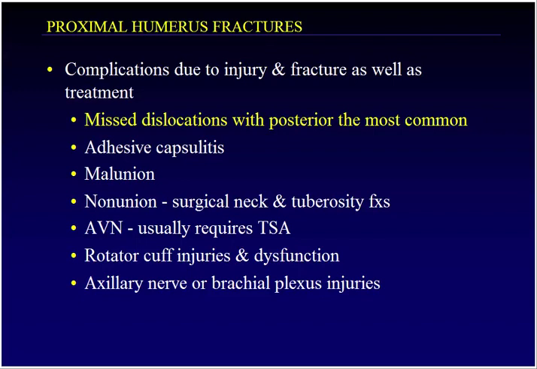Adhesive capsulitis or frozen shoulder is a very common complication in patients with proximal humerus fractures. You can get malunions, particularly varus malunions, and non-unions of either the surgical neck or the tuberosity fractures. Osteonecrosis, when that happens, there's basically no salvage for that other than total shoulder replacement. Rotator cuff injuries and dysfunction related to the rotator cuff are quite common, of course, with proximal humerus fractures. And as mentioned, the incidence of axillary nerve injury is up to 10%. You can also have brachial plexus problems.